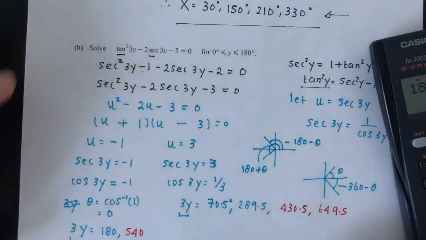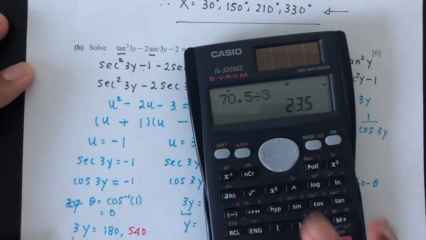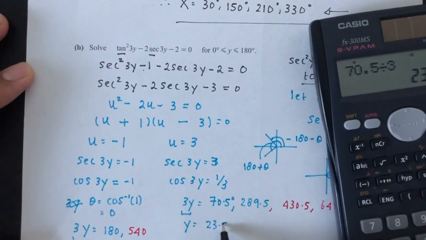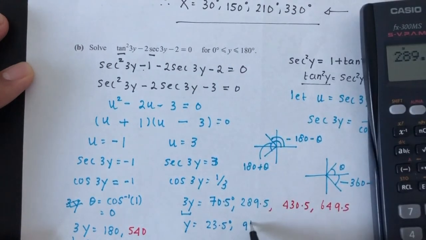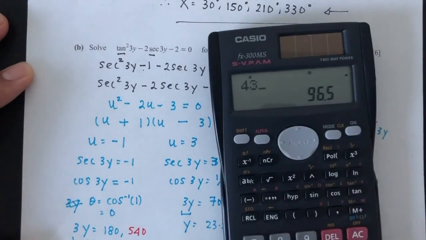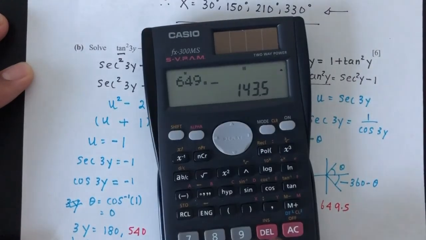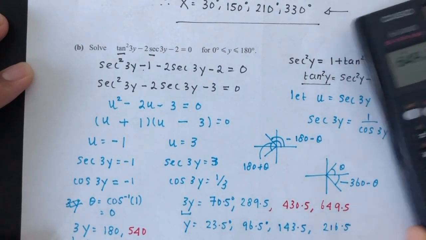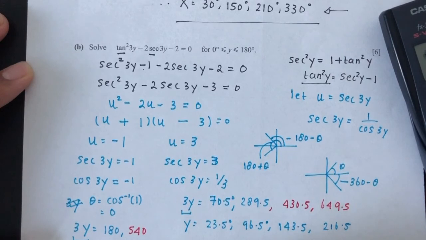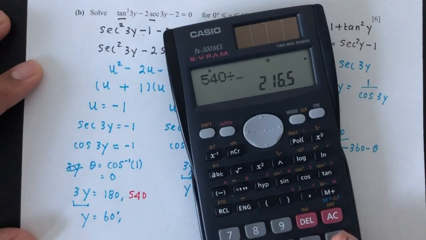Okay, so now we have to find the value of y. So divide by 3 everywhere. 70.5 divided by 3, that should be 23.5. 283.5 divided by 3, 96.5. 430.5 divided by 3, that is 143.5. 469.5 divided by 3, that is 216.5. Okay, now for this one, 180 divided by 3 will be 60. And sorry, 540 divided by 3, that should be 180.